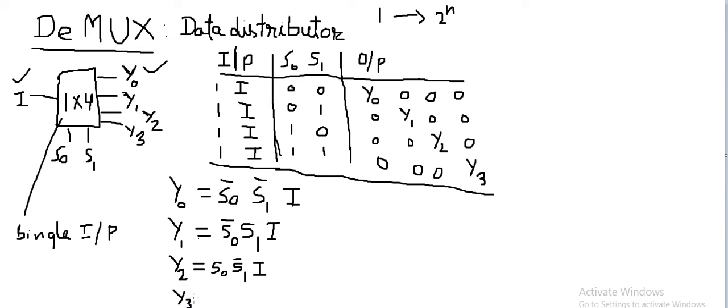Okay, now for Y3, this Boolean function will be S0, S1 and I, because both S0 and S1 are 1, the last case, right? So S0, S1 and I. Now it's very easy to design the circuit for this de-multiplexer or data distributor, which is the 1 cross 4 de-multiplexer. So let me write this for each of the Boolean functions, for each of the outputs, right?